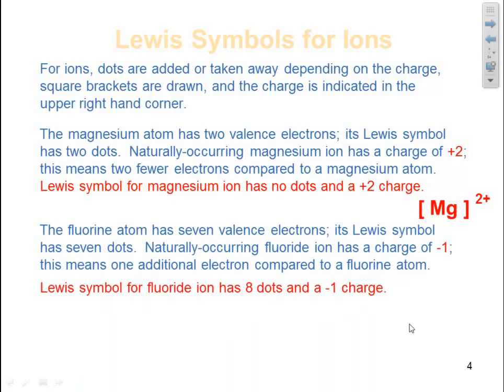The fluorine atom has 7 valence electrons. Its Lewis symbol has 7 dots. The naturally occurring fluoride ion has a charge of -1. This means 1 additional electron compared to the fluorine atom. The Lewis symbol for the fluoride ion has 8 dots and a -1 charge.